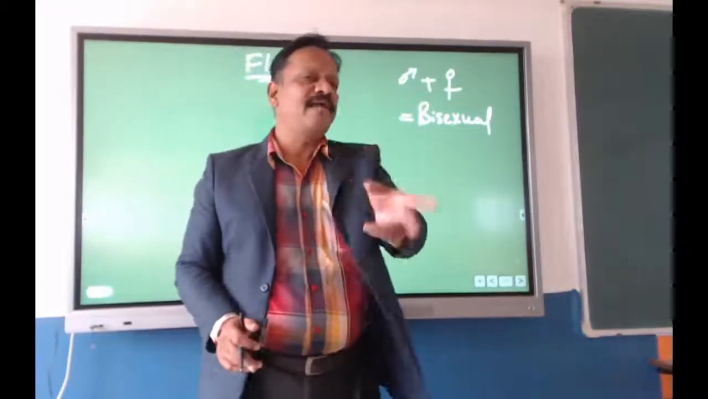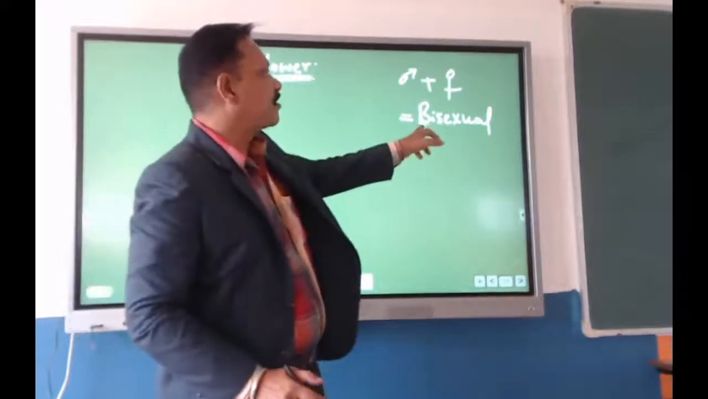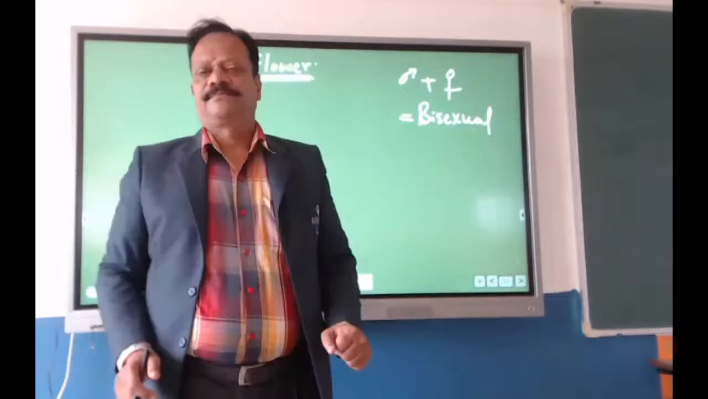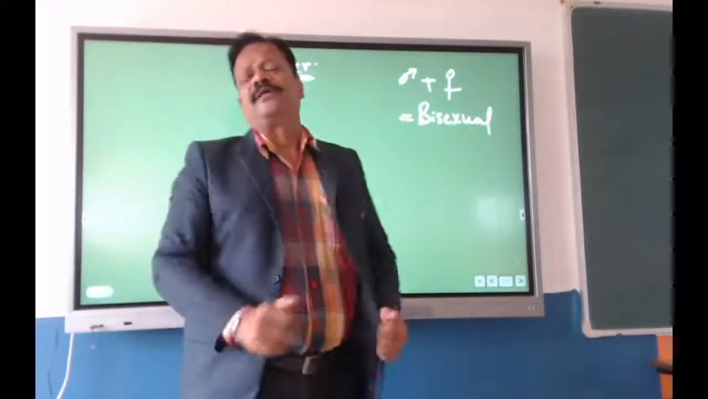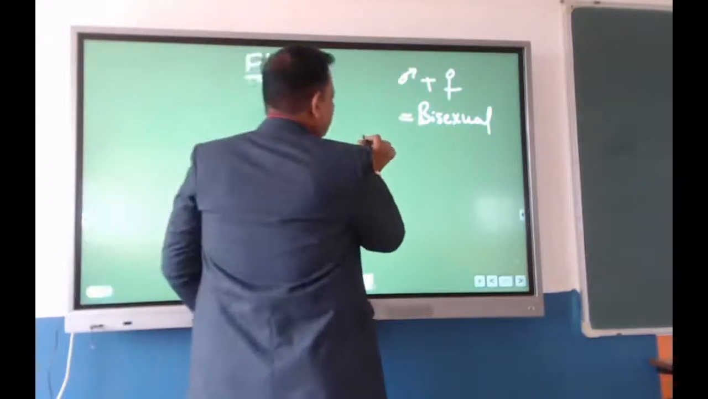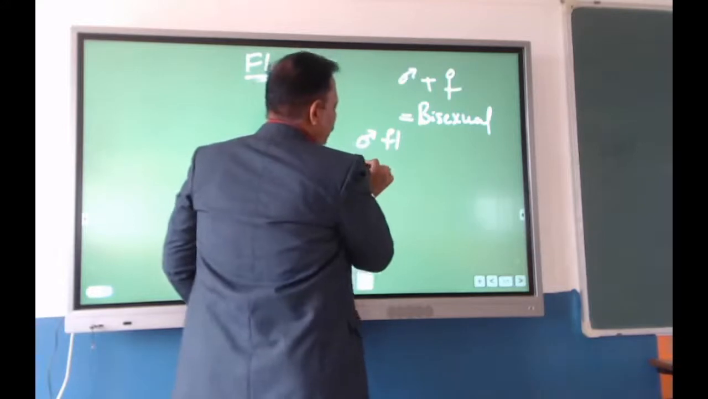If suppose male and female reproductive part both are present in one flower, then we are calling that flower as bisexual flower. Now if suppose sometimes what is happening, just see, either male flower is present or female flower is present.